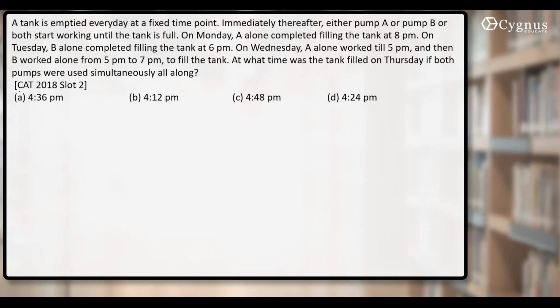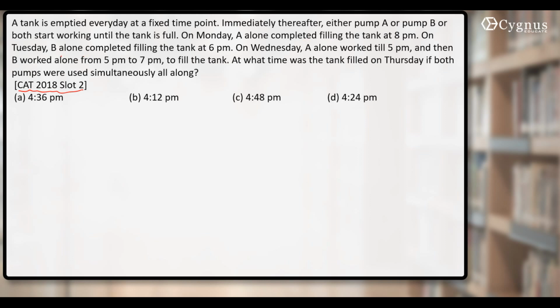Hi, this is a question of CAT 2018, slot 2. A tank is emptied every day at a fixed time point. Now, that time is not mentioned in the question. Immediately thereafter, either pump A or B or both start working until the tank is full. On Monday, A alone completed filling the tank at 8 pm, but it's not mentioned at what time A was on. A started filling the tank at what time, that's missing here. But A alone completed filling the tank at 8 pm.